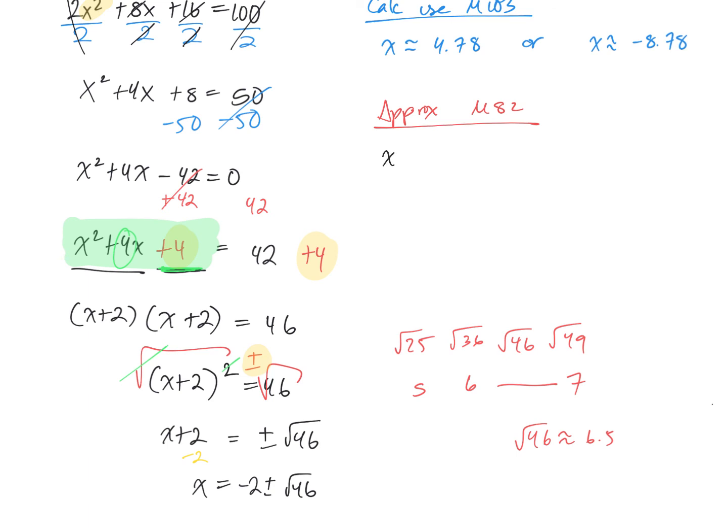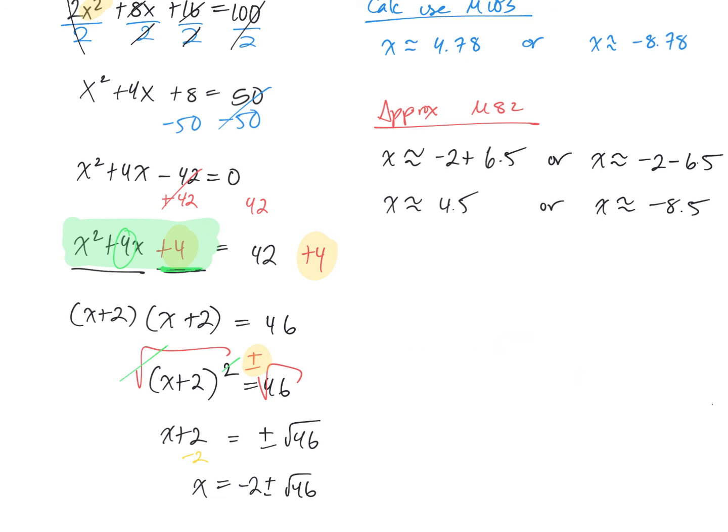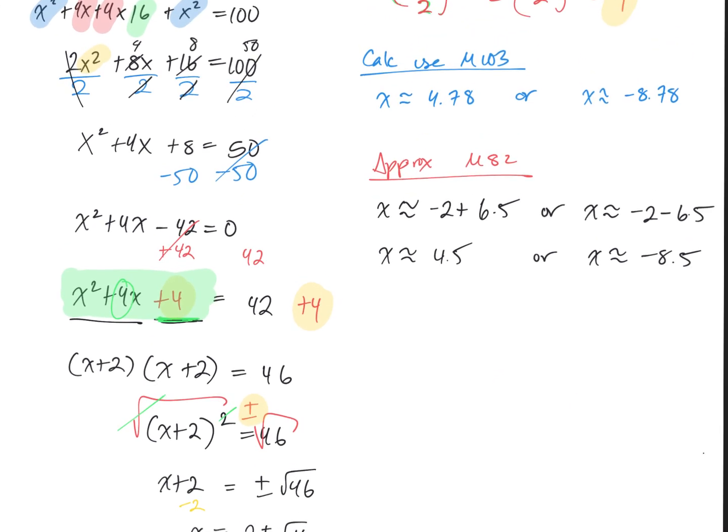So that means x is going to be approximately equal to negative 2 plus 6.5, or x is going to be approximately equal to negative 2 minus 6.5. So x is approximately equal to 4.5, or x is approximately equal to negative 8.5. And if you'll notice, that is actually not super close, but it's pretty close to the calculator approximations. Okay, so once again, Math 103, you have calculator use. Math 82, you do not.